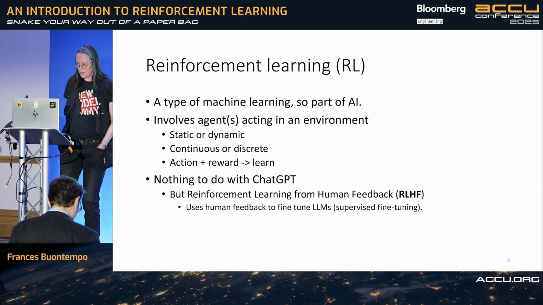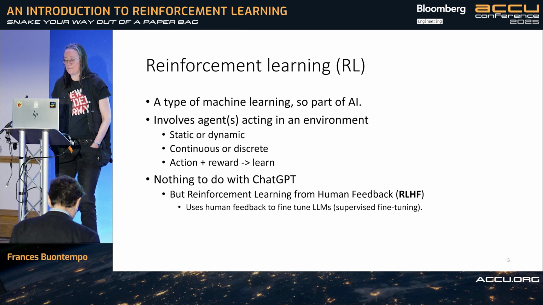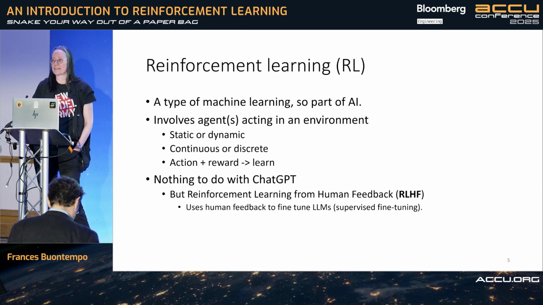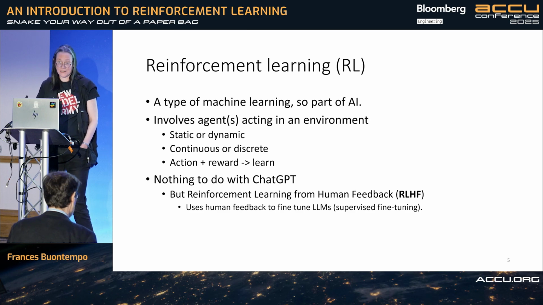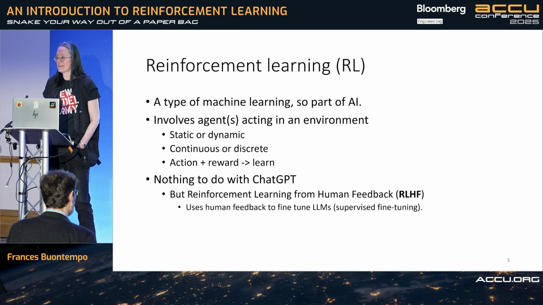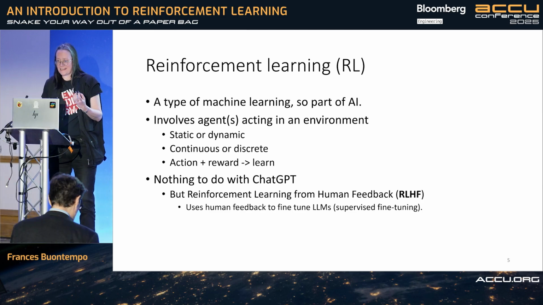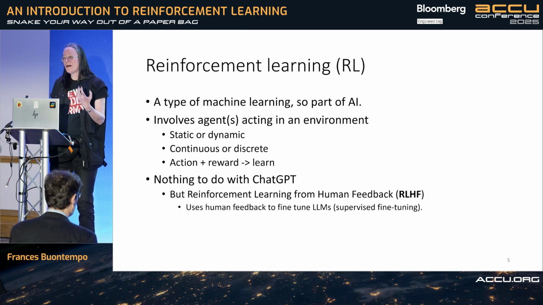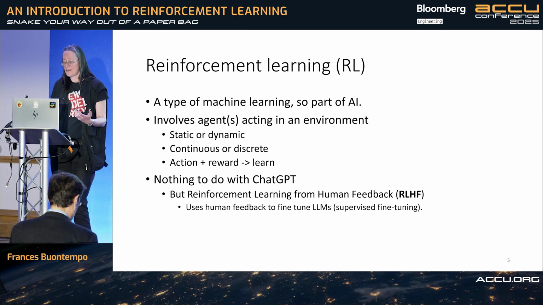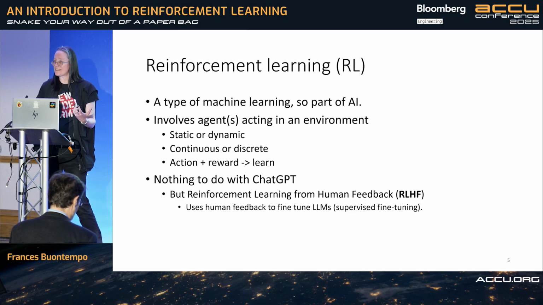So, reinforcement learning is a type of machine learning, so you can regard it as part of AI, whatever we mean by AI. It involves agents, which was another word we had this morning, acting in an environment. So an agent is just a process that can make choices. You can code up some rules in your agents, or you can let them discover things as they go. You can put them in a static or dynamic environment.